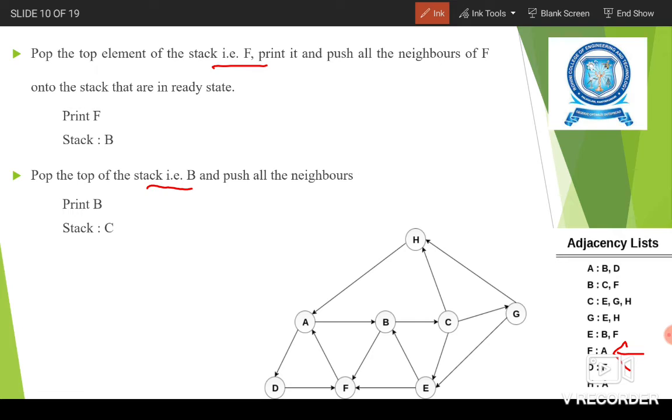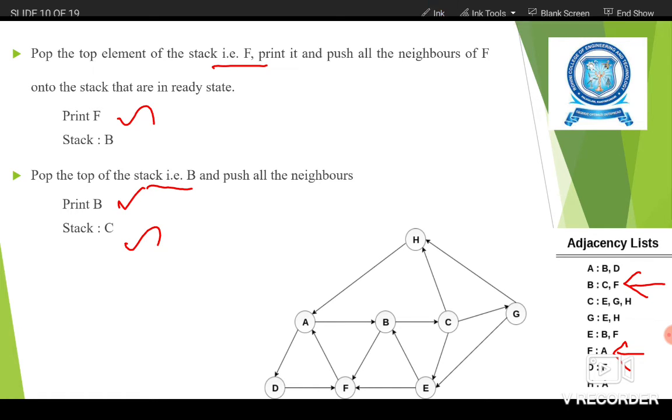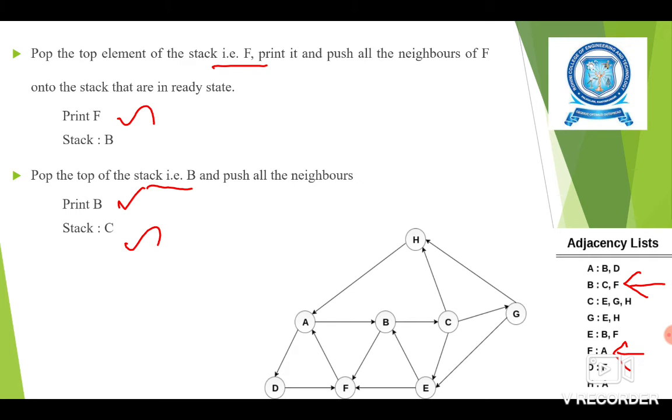So B is popped, and after popping the node B, it is printed. After printing, we are seeing the neighbors of B. It is C and F. So already F is printed. So we only have to push the node C into the stack. So now the stack contains the node C.